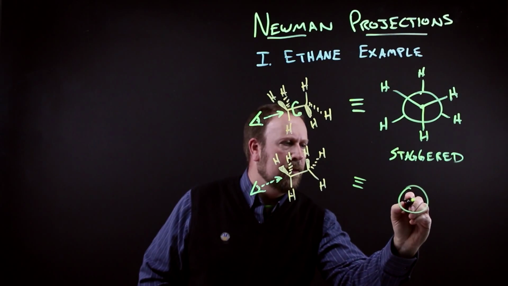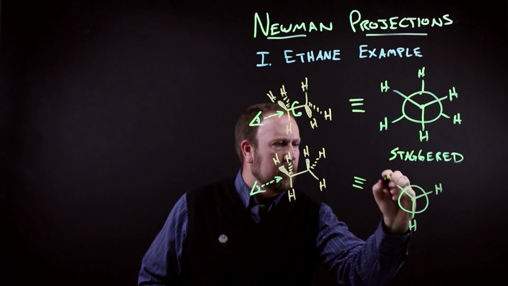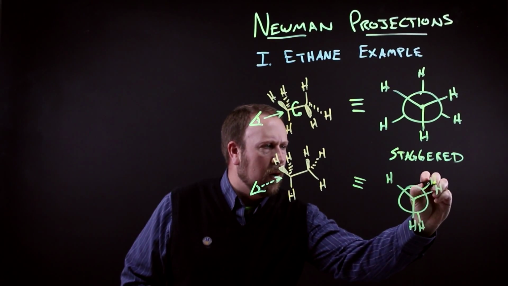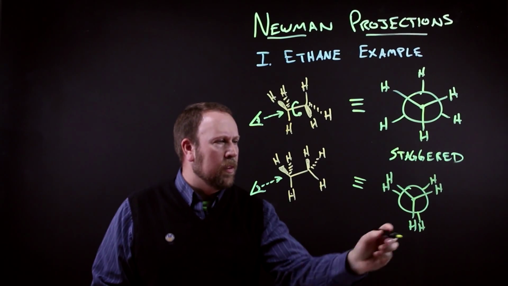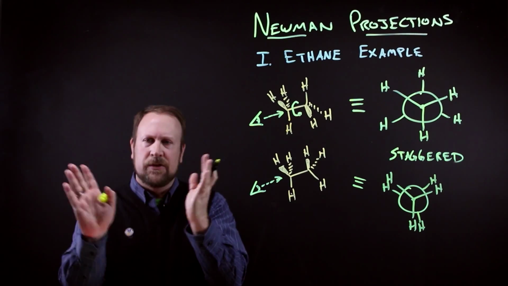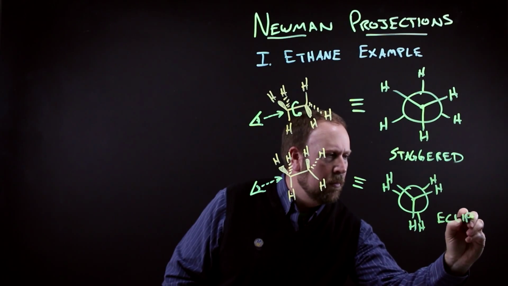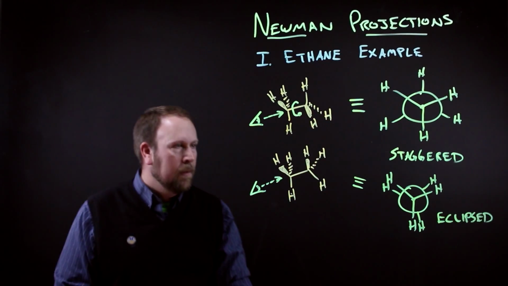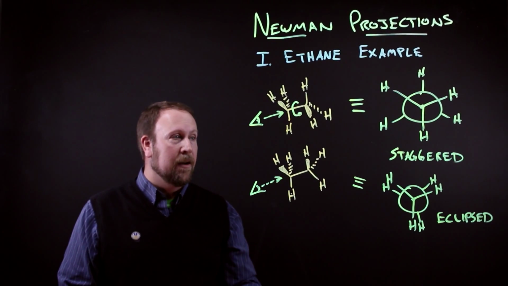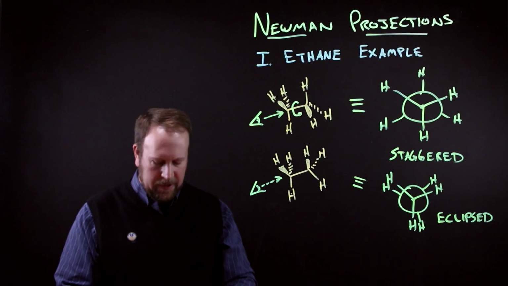So in this case, the front carbon is going to remain the same. But what we notice about the back carbon is that these hydrogens are all overlapping where the hydrogens are in the front conformation. We call this an eclipse conformation, where these hydrogens are lining up right on top of each other. As you could imagine, the eclipse conformation is going to be higher in energy than the staggered conformations. We'll talk about the origin of that stability in the next slide.